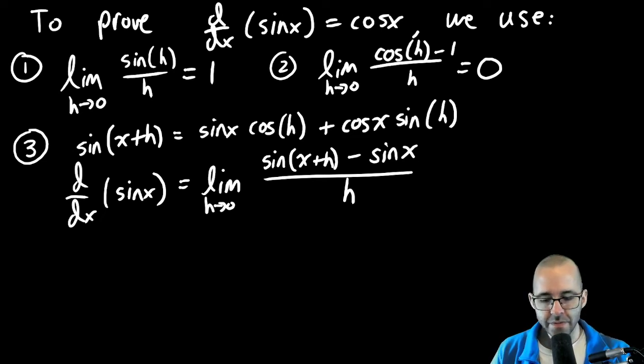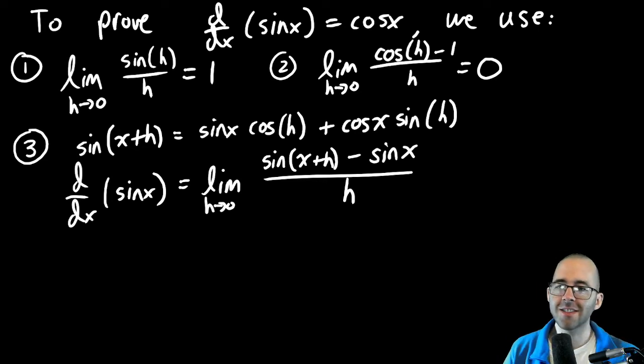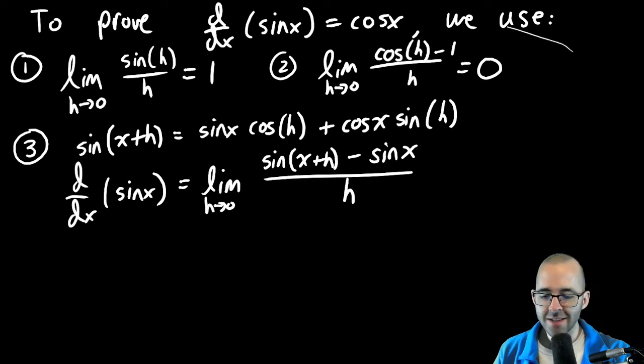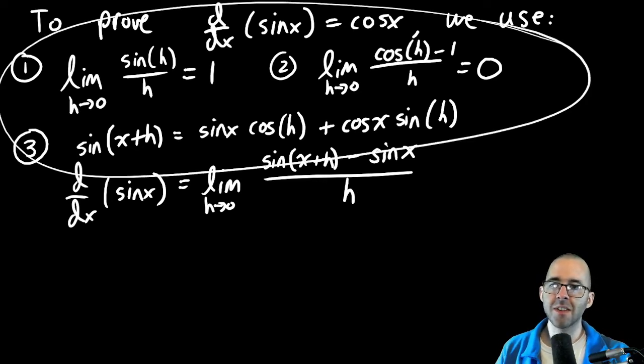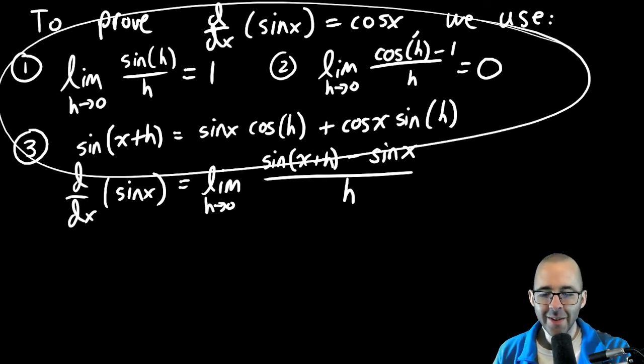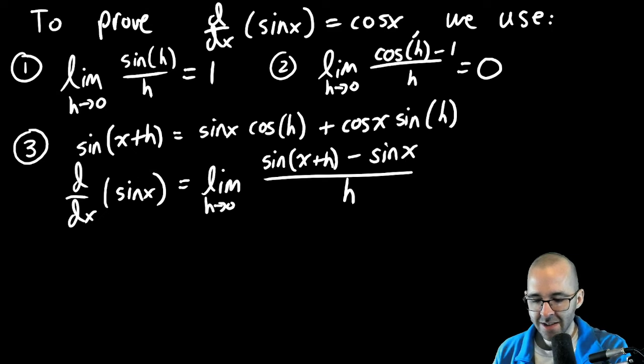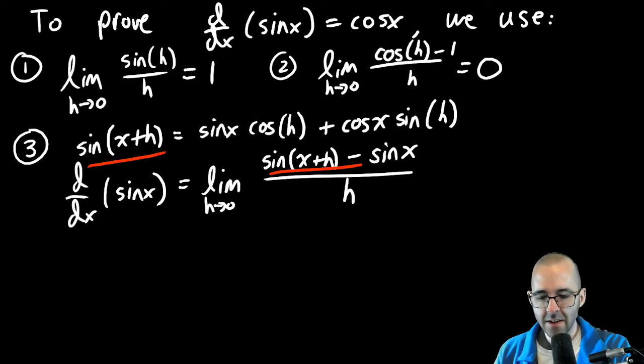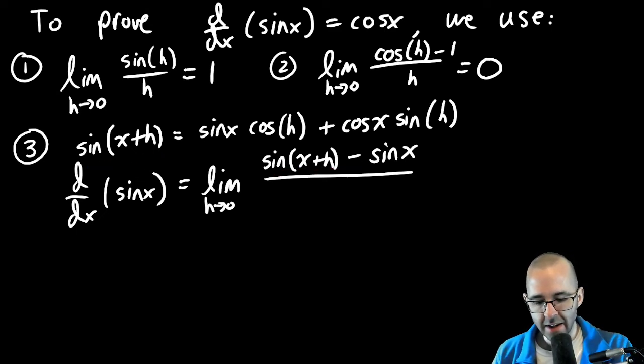All right, so you know where to go from here. You know how to start, because I told you we're going to use these three things. Which thing do you think we should use to start? Well, the one that we have, right? We're going to use this little guy, that little angle sum identity on that top.